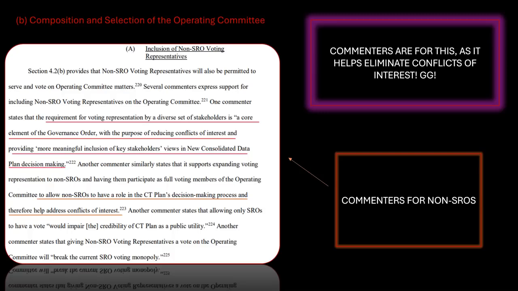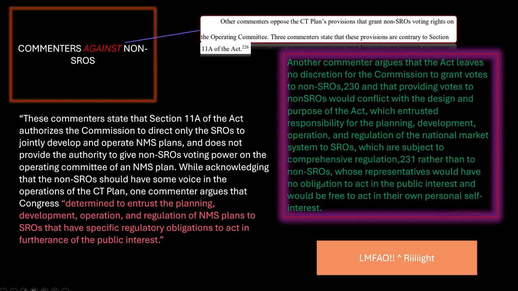Another commenter similarly states that it supports expanding voting representation to non-SROs and having them participate as full voting members of the operating committee to allow non-SROs to have a role in the CT plan's decision-making process and therefore help address conflicts of interest. So these are all commenters for non-SROs. Now let's take a look at comments against the non-SROs. These are going to be coming from the SROs themselves.